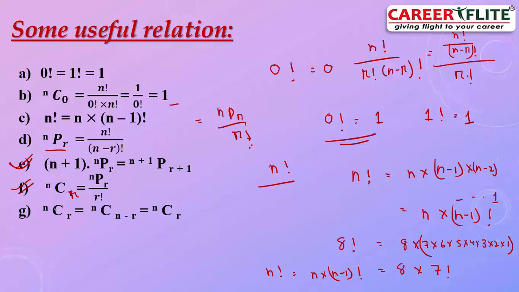Similarly, for this formula, we can also write nCr as nC(n minus r), so nCr equals nC(n minus r). So these are some of the relationships of permutation and combination. Based on these relations, let us solve some problems. So let us proceed to question number 1.